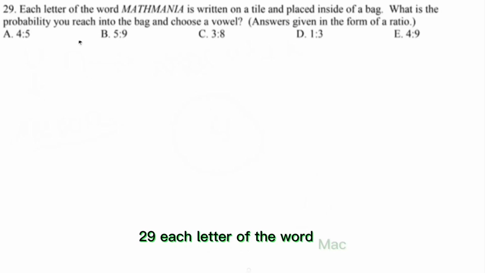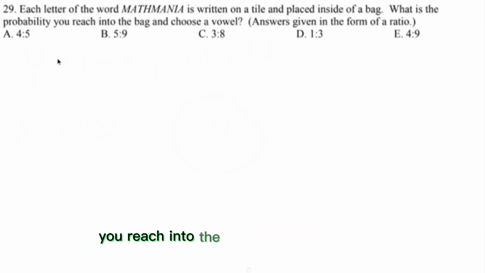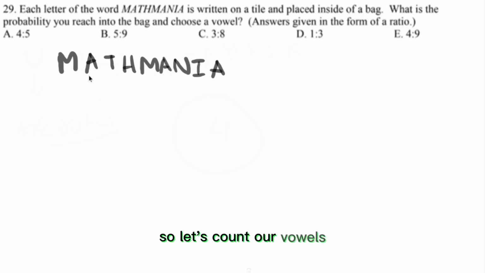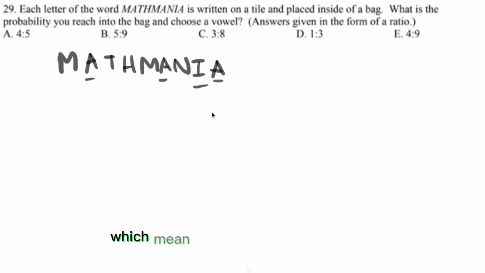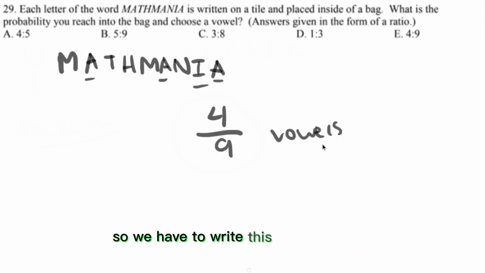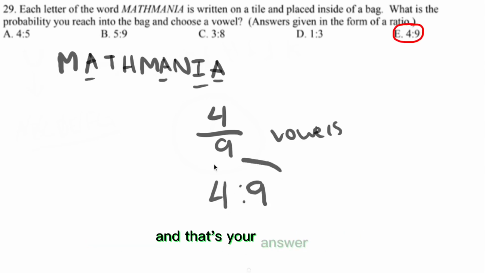29. Each letter of the word Mathmania is written on a tile and placed inside of a bag. What is the probability you reach into the bag and choose a vowel? Answers given in the form of a ratio. Alright, so let's write out our word, Math, Mania. Let's count our vowels. We have 1, 2, 3, 4, and there's a total of 9 letters, which means 4 out of 9 are vowels. So we have to write this in ratio form. All you have to do is write this as 4 to 9, and that's your answer.